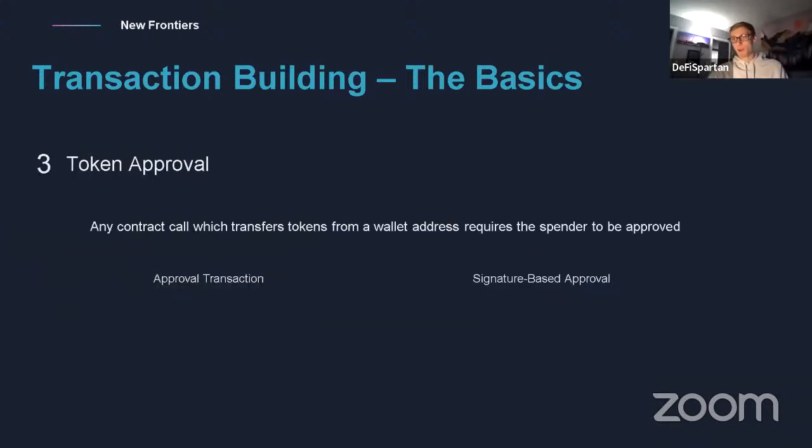The last thing that you need to be aware of for transactions is token approvals. Anytime that tokens are going to be transferred from a user's wallet to a contract, that token transfer needs to be approved. And there are two ways that you can do this. First is an approval transaction. This is an actual transaction that you submit in your wallet. It costs gas. And basically, if you approve a contract for an infinite allowance, this allowance will go on forever. It can be used for any amount of any transfer.